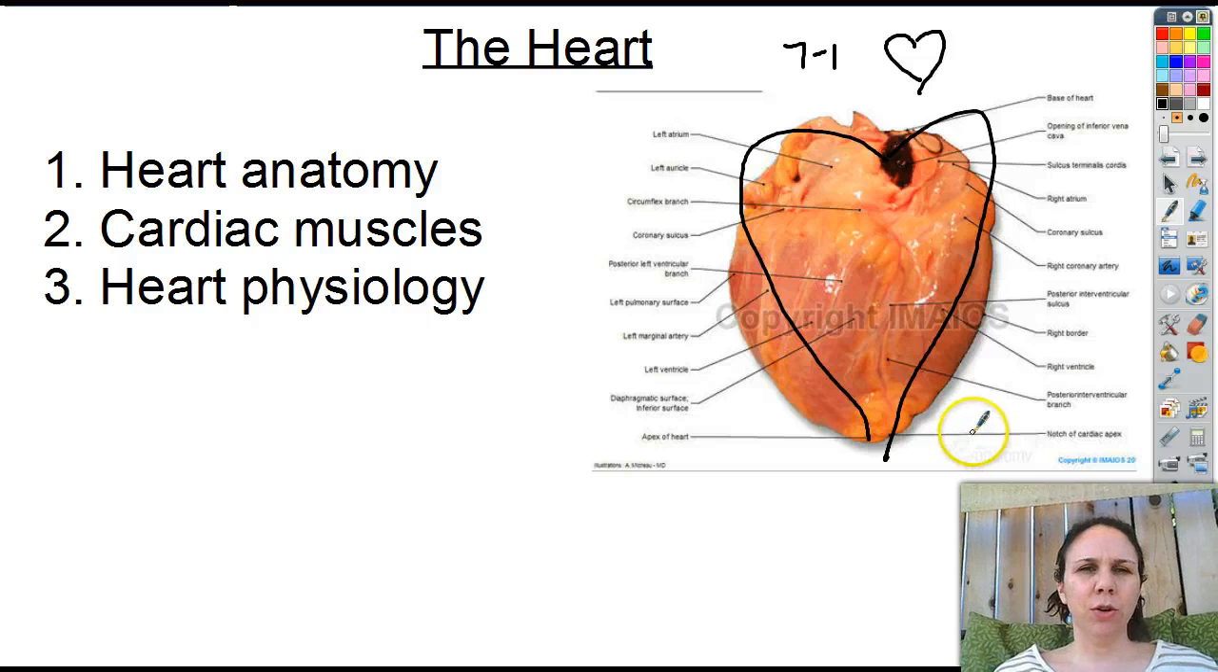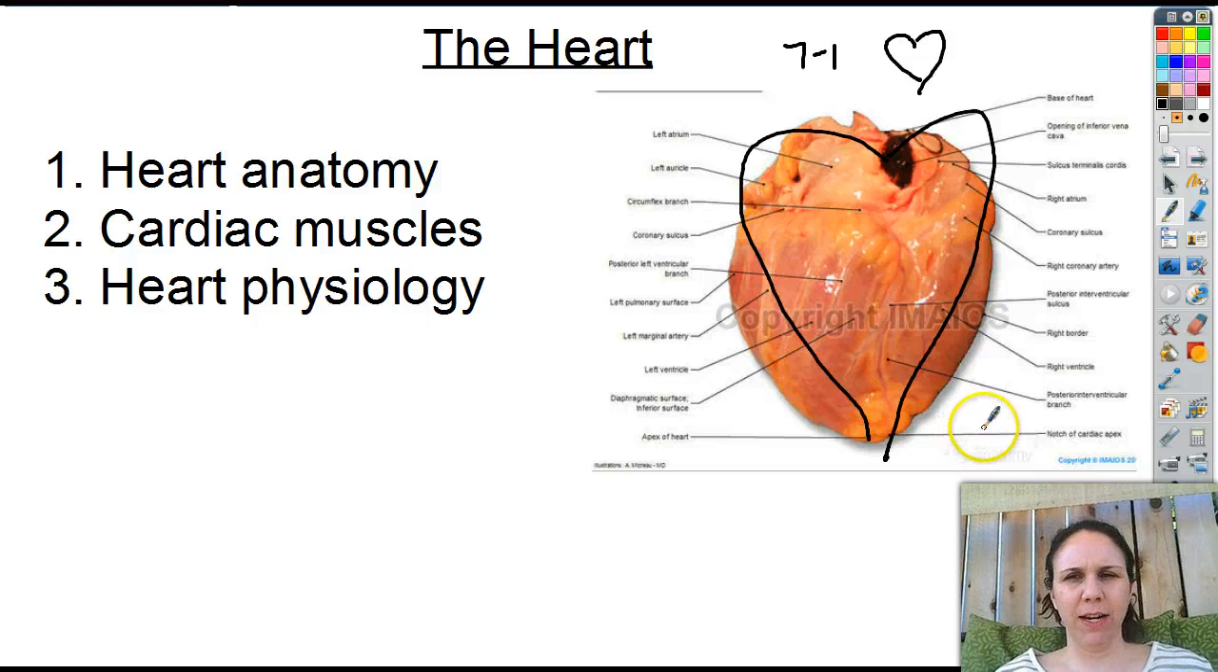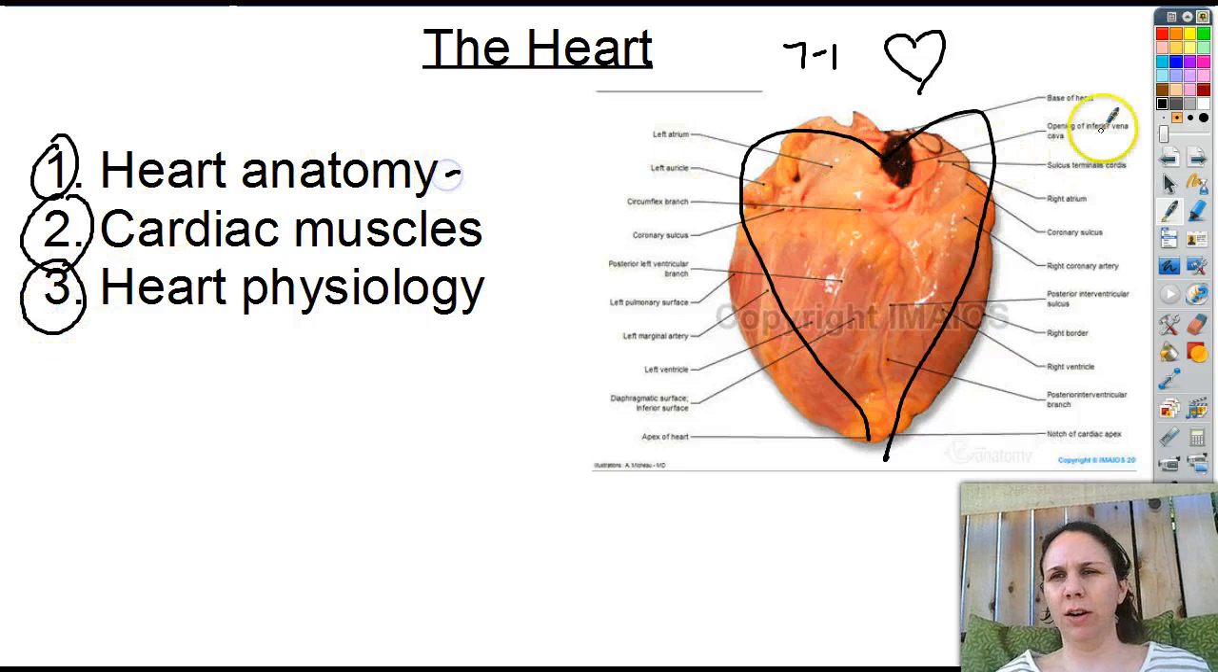Alright, so this chapter is divided into 3 main sections. 1 is heart anatomy, 2, cardiac muscles, and 3, heart physiology. So we're going to be spending a couple of videos on heart anatomy.